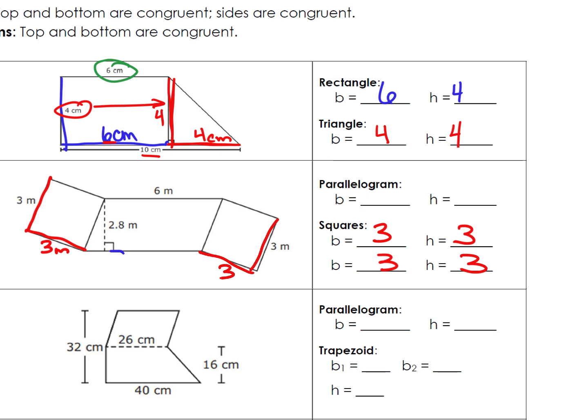Okay, so that leaves me with the parallelogram. Here's the base of the parallelogram. And the bottom of the parallelogram is the same as the top. So that is a 6. And then my height is 2.8. It is labeled there. So 6 and 2.8.